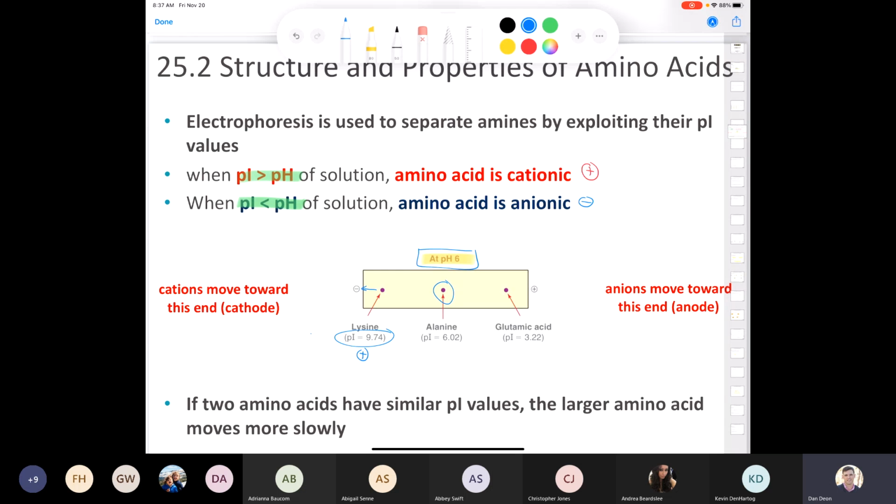Whereas glutamic acid, on the other hand, is in a solution that has a pH that's higher or more basic, and therefore it's going to exist in its deprotonated or anionic form, and it's going to migrate towards the anode, the positive end, like that.